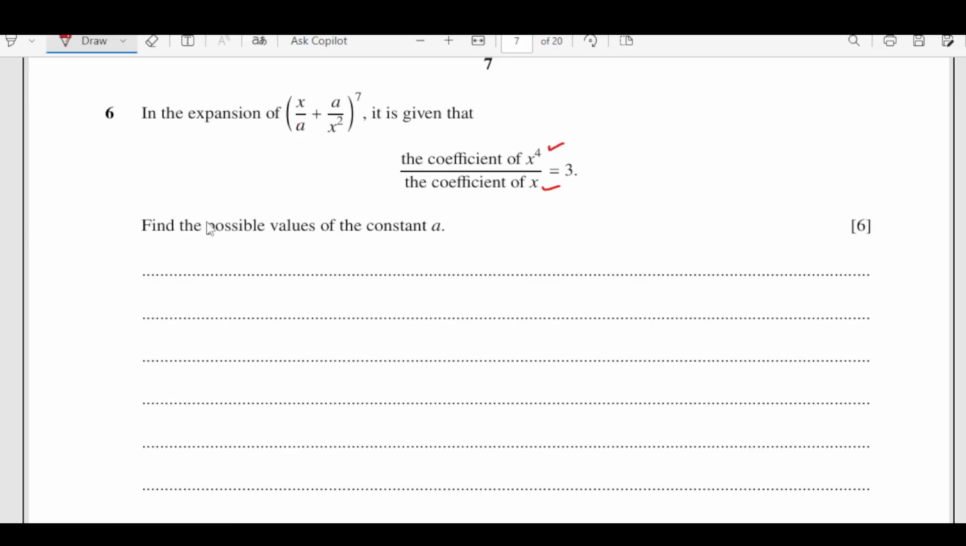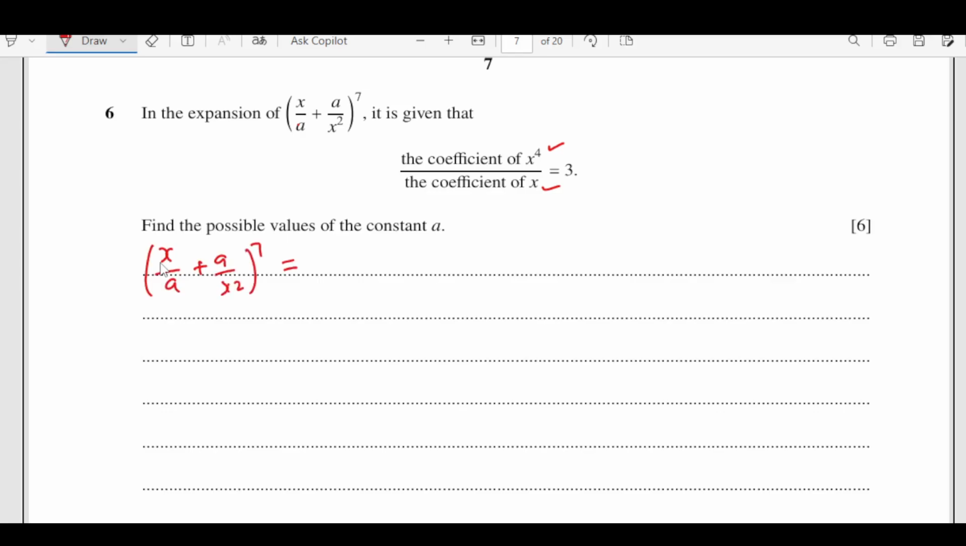So question number 6, in the expansion of this, it is given that the coefficient of x^4 over the coefficient of x is 3. Find the possible values of the constant a. So we are going to expand this. I am just writing it directly here. (x/a + a/x^2)^7.